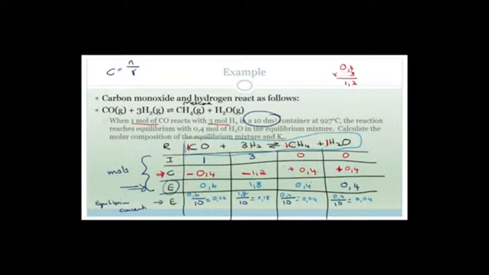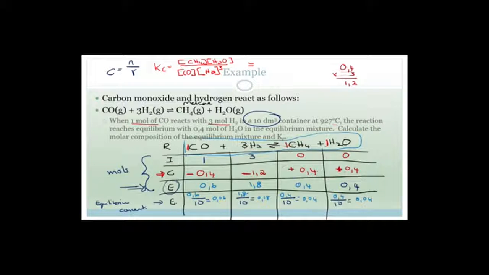We have done the RICE table for this, where carbon monoxide and hydrogen reacted to form methane and water. We were asked to work out the molar composition of the equilibrium mixture, and we worked out the concentrations of the different things, and now we need to work out Kc. So the Kc formula is always products over reactants, and remember, you never include pure liquids and pure solids in your Kc because their concentrations are one, so that's just silly. So Kc is going to be the concentration of the methane multiplied by the concentration of the water, and it doesn't matter which order you put those in, over the concentration of the carbon monoxide multiplied by the concentration of hydrogen, all to the power of 3. Because remember, you take whatever the coefficient is and you take it to the power. Obviously, these have coefficients of 1, so we don't have to worry about them.